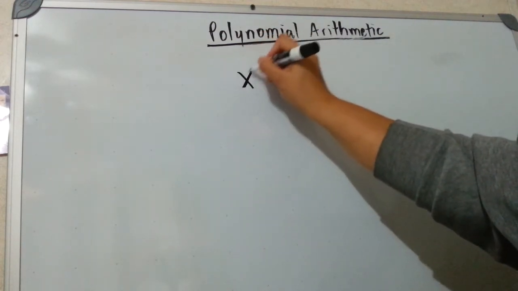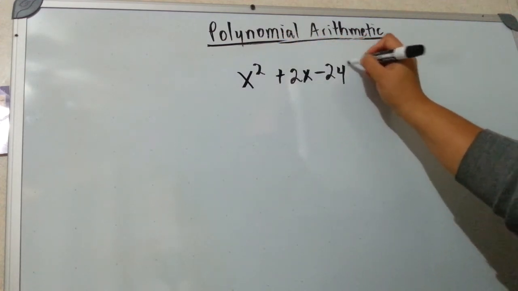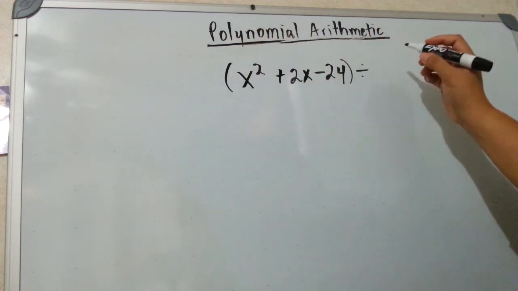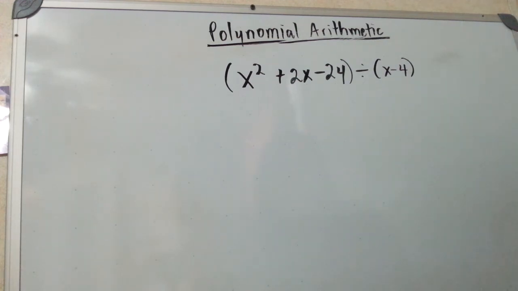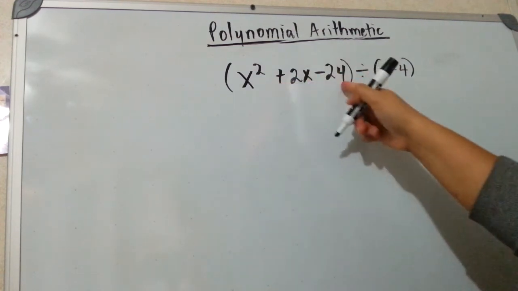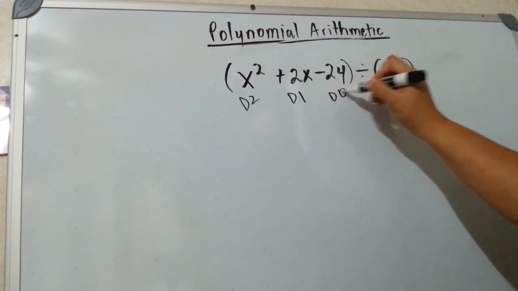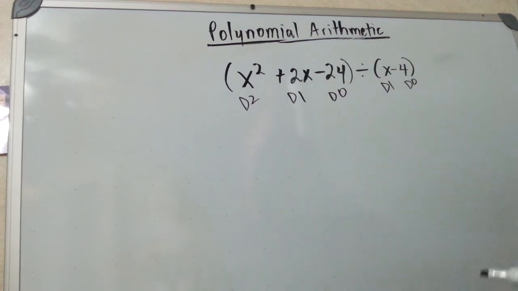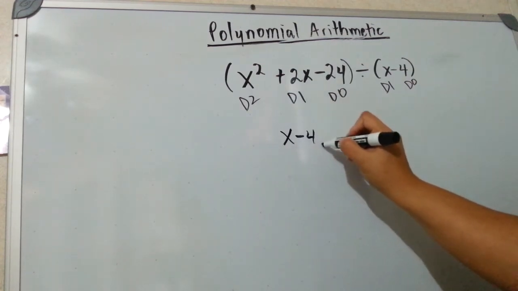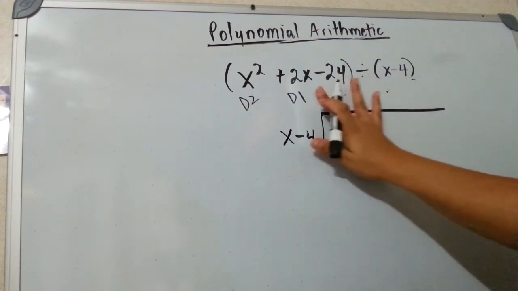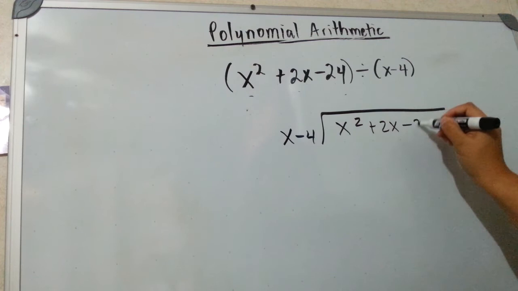Alright, so let's say that we want to take x squared plus 2x minus 24 and we want to divide this by x minus 4. So the first thing you do is you check your polynomials that you have no missing degrees. Degree 2, degree 1, degree 0, degree 1, degree 0. So we're good. Right? This one doesn't have anything missing, this doesn't have anything missing. So you do x minus 4 divided into x squared plus 2x minus 24.